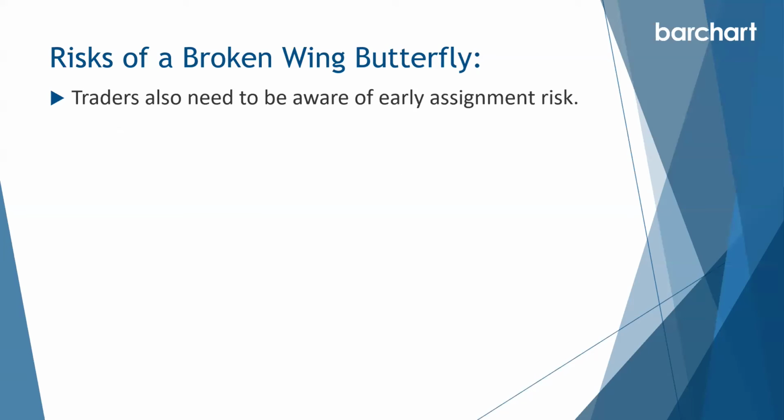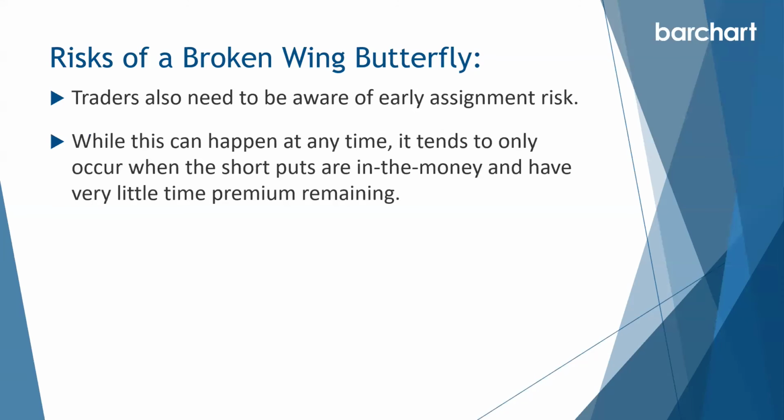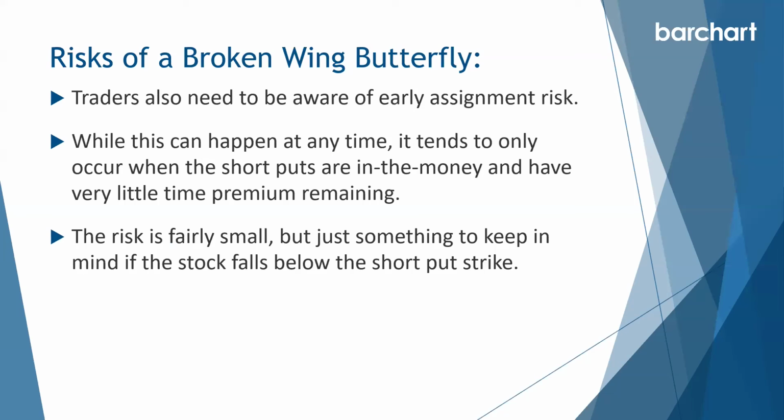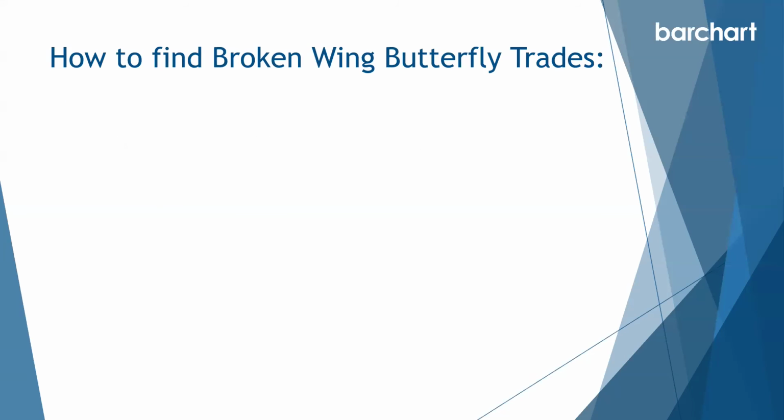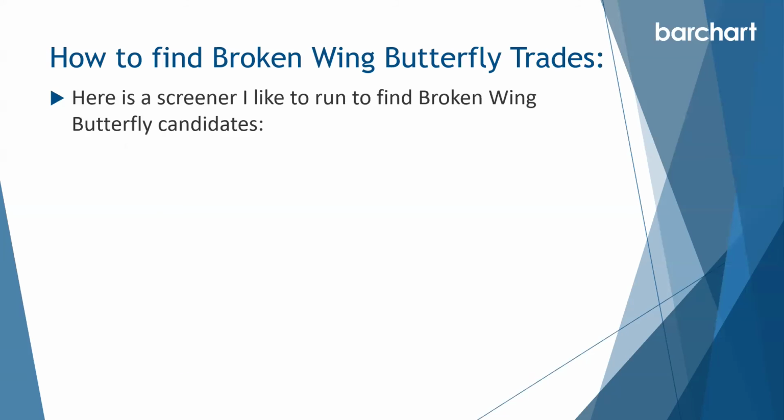Traders also need to be aware of early assignment risk. While this can happen at any time, it tends to only occur when the short puts are in the money and have very little time premium remaining. So the risk is fairly small, but just something to keep in mind if the stock falls below the short put strike.